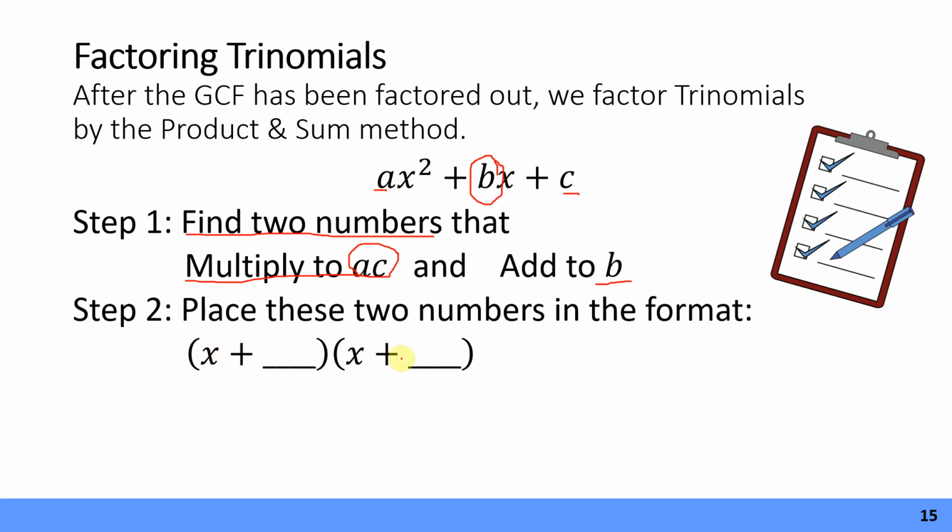You're going to put parentheses, and you're going to put X in each parentheses. Of course, if your equation has Y's, then you're going to put Y's. And then the 2 numbers that you find are going to be placed here, just like that. Sometimes they're going to be positive, sometimes negative, so we'll be talking about how those signs change in a bit.